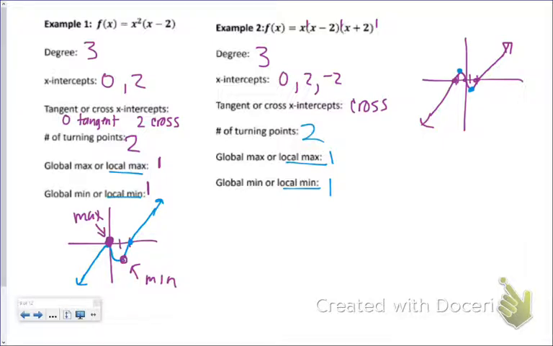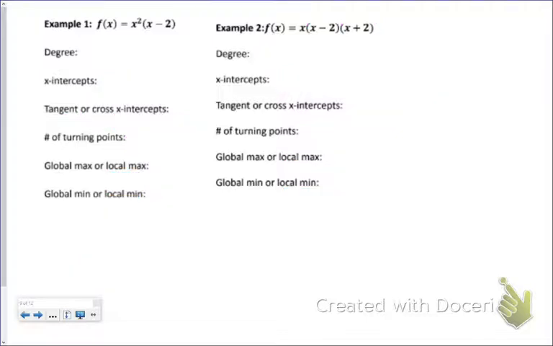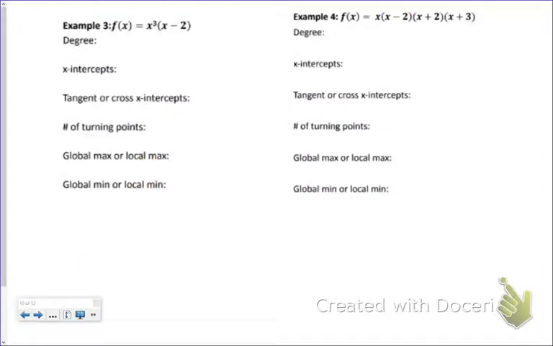All right, so if you feel pretty comfortable with this, I would pause the video and I would try these 2 examples on your own and see if you can get them. All right, so example 3, that is going to be a 4th degree polynomial because I have 3 plus 1. My zeros will be 0 and 2.